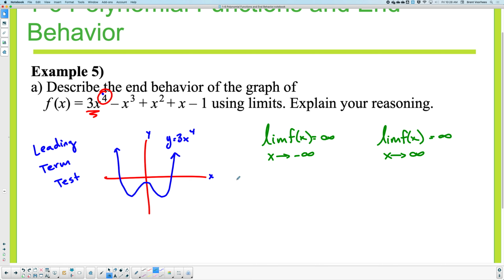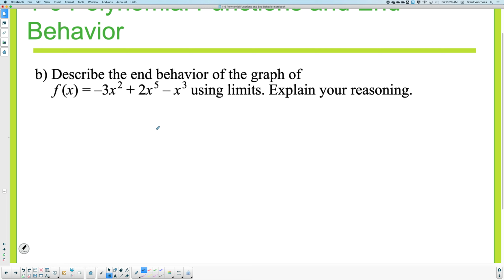This time, what is my leading term? Check it out. What's my leading term? Risa, what do you think? That's my degree, so what's my leading term? I'll circle it, this is my leading term. I'm just going to say LT. Based off of that, what would 2x to the 5th look like? It's an odd degree, positive.